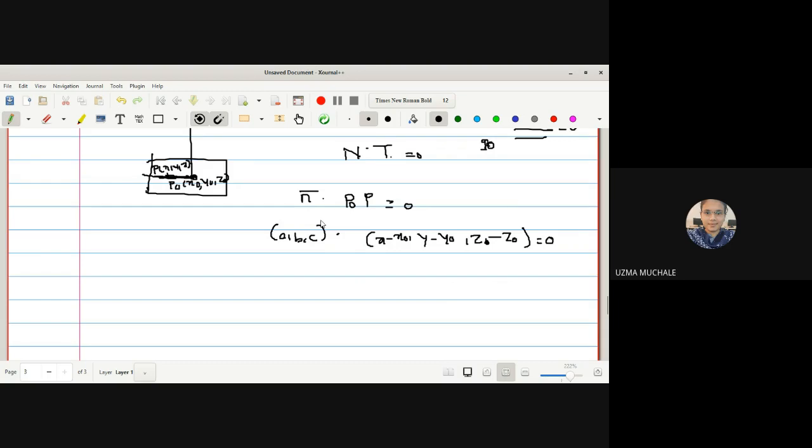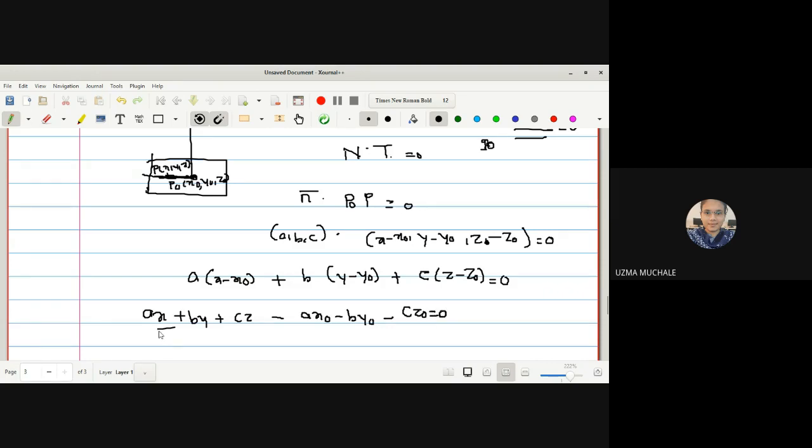Now, how do we evaluate the dot product of these two? a into x minus x naught, plus b into y minus y naught, plus c into z minus z naught is equal to 0. Now a, b, c are constants, and x naught, y naught, z naught are given point coordinates. So I can write this as ax plus by plus cz minus ax naught minus by naught minus cz naught is equal to 0.